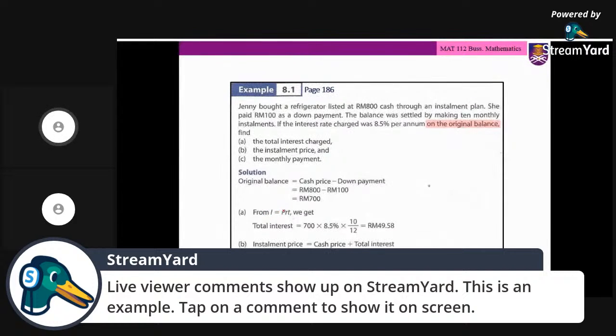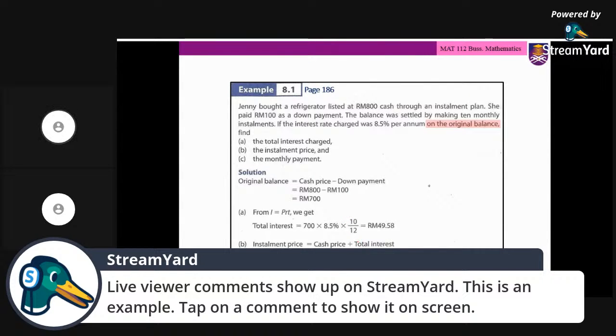So you need to calculate the P first. P is the original balance, which is we take the cash price minus the down payment. Okay, so we have 700. We have R and then T. T is time. Okay, so it is 10 monthly payments. Okay, 10 bulan tempoh dia, which is 10 divided by 12.